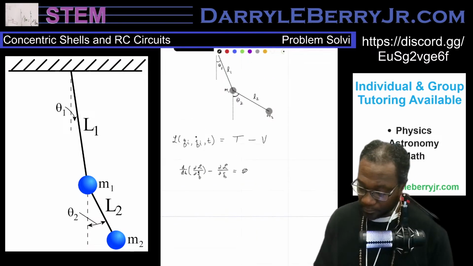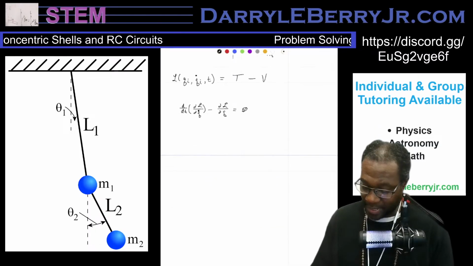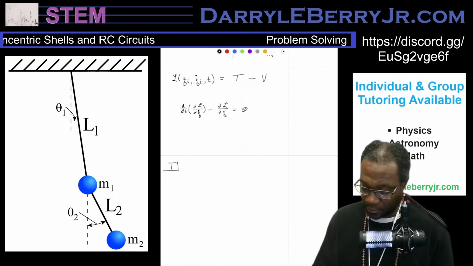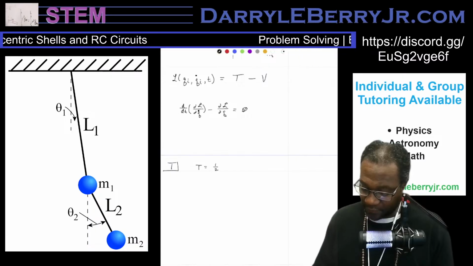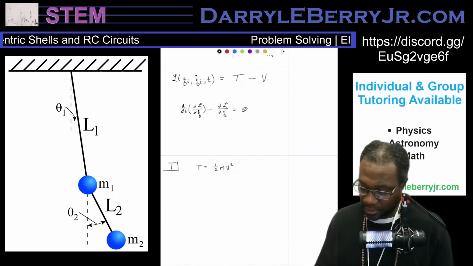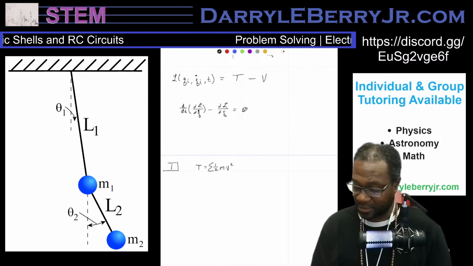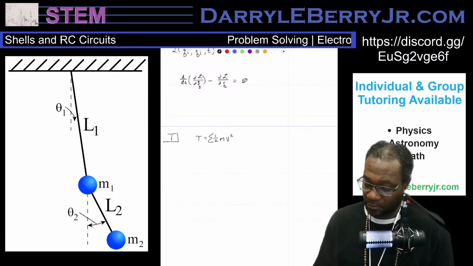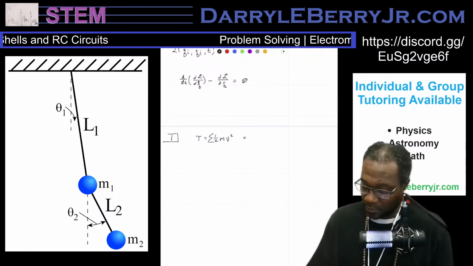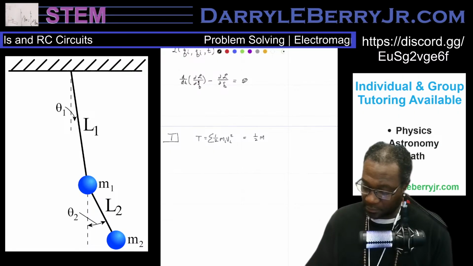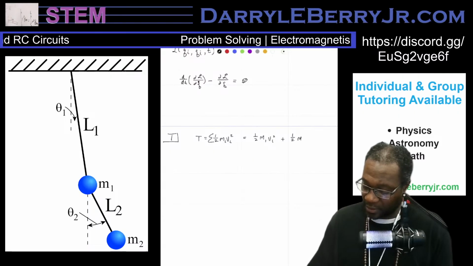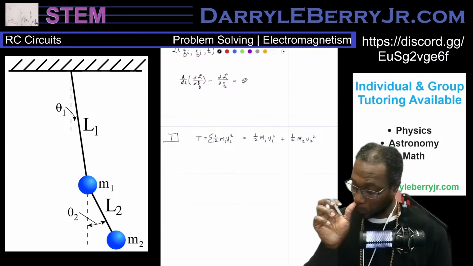Right? So we know that kinetic energy is 1/2 mv squared, and we're going to have to sum up the kinetic energies for each of the masses. So we can have 1/2 m1 v1 squared plus 1/2 m2 v2 squared.